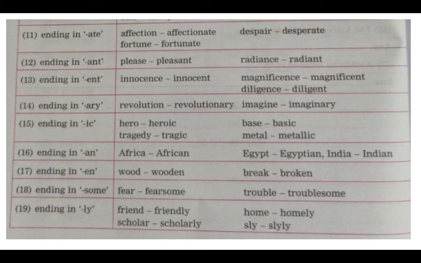Ending in an, Africa, African. He is an African man. Describing more about the man. Okay. Next, en, wood and wooden. Some, fear and fearsome. Trouble and troublesome. Okay, these are also adjectives. Ending in ly, friend and friendly. Okay, scholar and scholarly. He is a friendly boy or he is a scholarly boy. Okay, describing more about the noun or the pronoun.